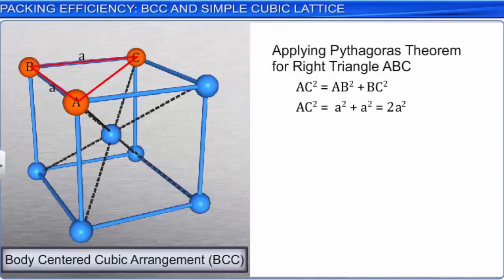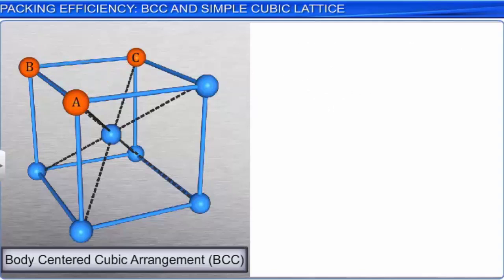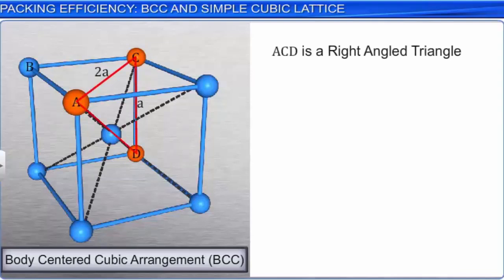On the other hand, points A, C and D lying on the unit cell form a right-angled triangle. Applying Pythagoras' theorem to these points, AD square is equal to AC square plus CD square. Hence, AD square is equal to 2A square plus A square, which is equal to 3A square. Therefore, AD is equal to root 3 into A.